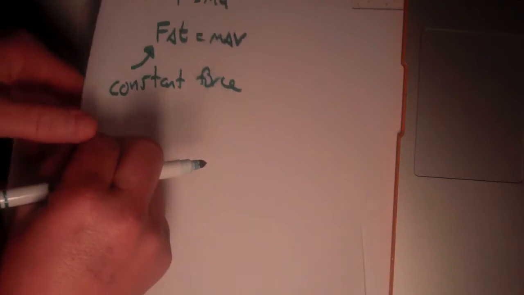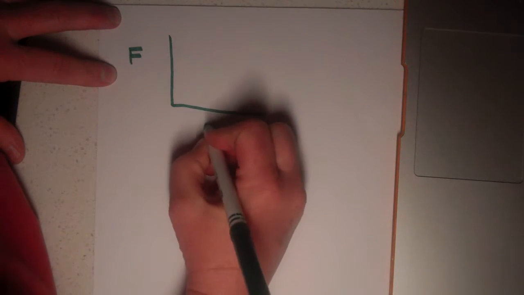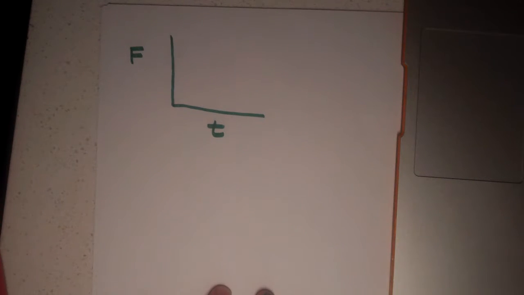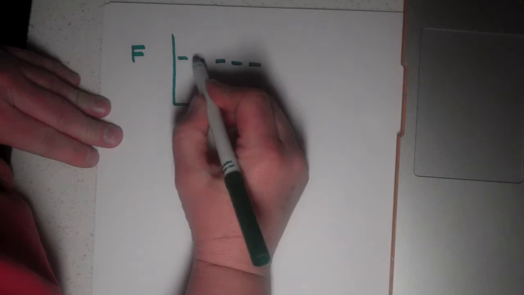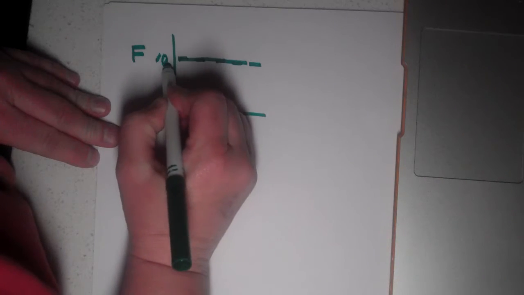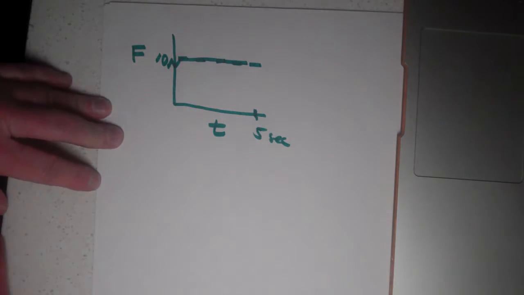So let's look at it a different way. What if we have a graph? Force versus time. All right. Now we'll start super simple. Let's have a nice constant force. A 10 Newton force for 5 seconds.